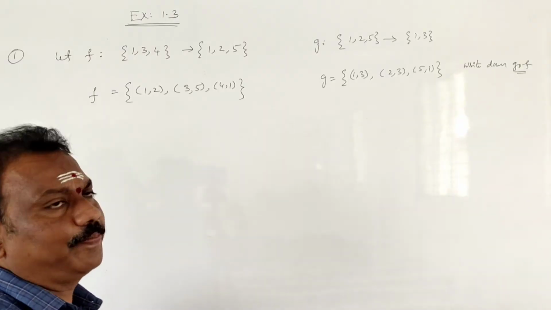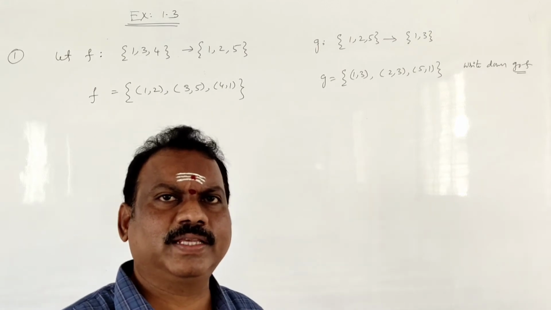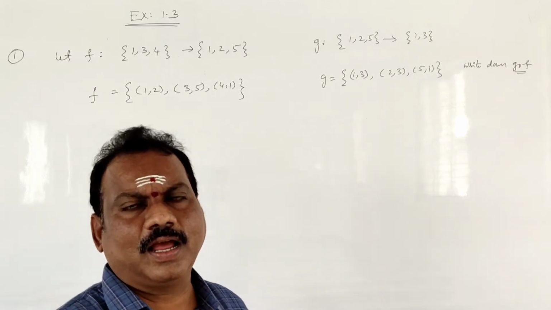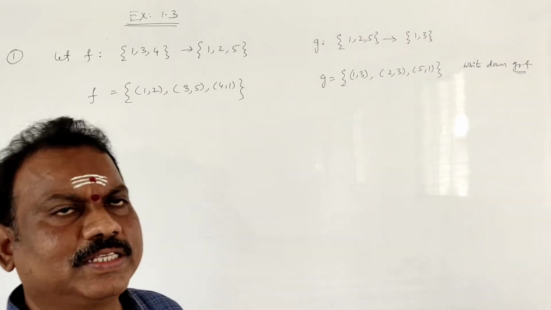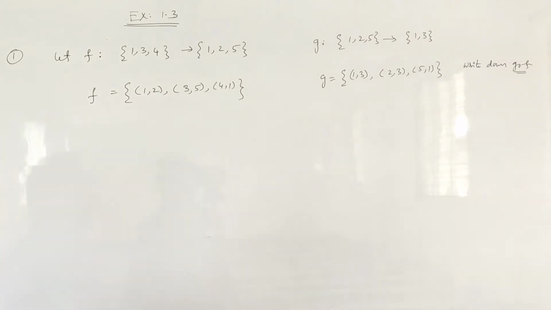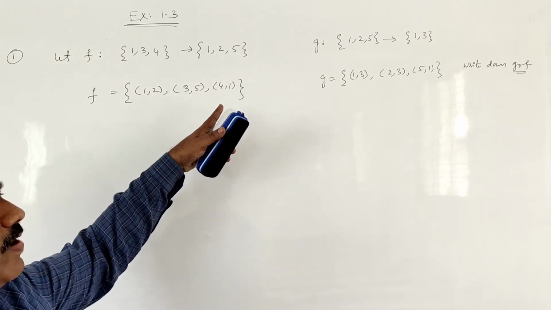Right students, now we will discuss exercise 1.3. It is based on composite functions and invertible functions only. So the first problem is given: let f be a mapping from the set {1, 2, 3} to the set {1, 2, 5}, and f is equal to the set of ordered pairs {(1, 2), (3, 5), (4, 1)}.